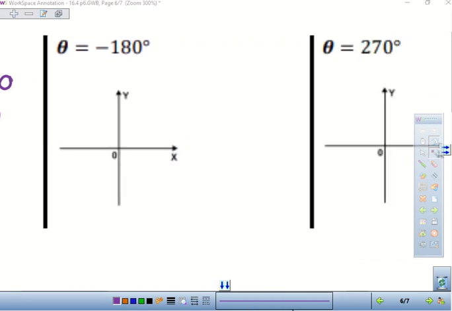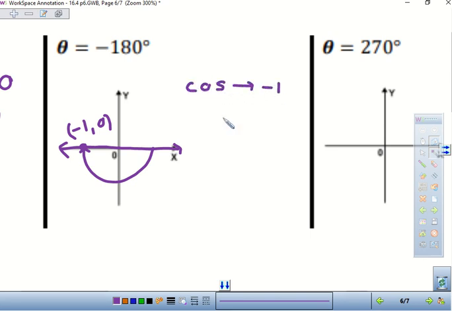Next one is negative 180. So notice that I opened clockwise because it was negative, but it's going to be the same thing as regular 180. So what is the coordinate of this point right here? Negative 1, 0. So that means that cosine is negative 1, and sine is 0.